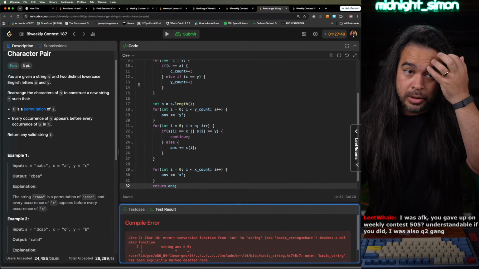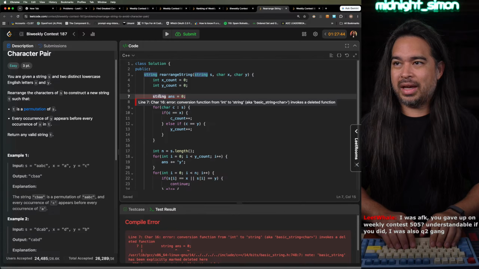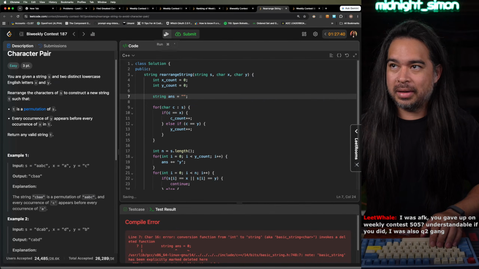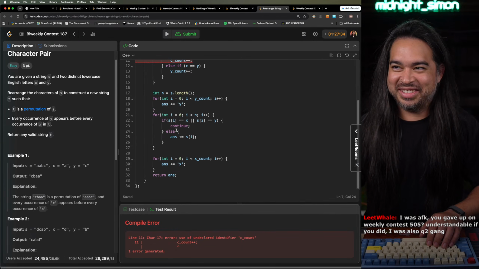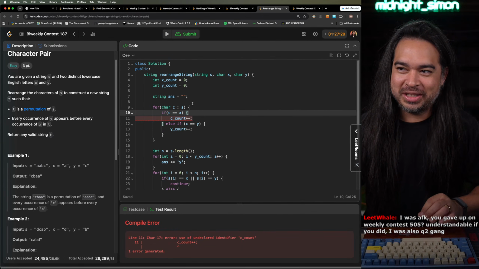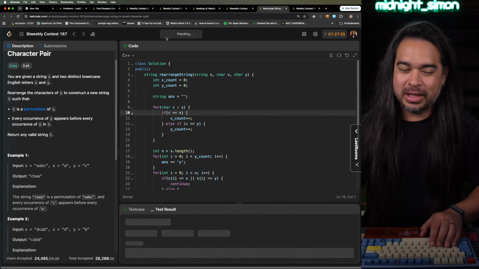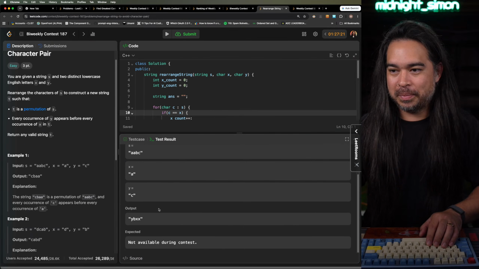Maybe my Q1. Dang, string ants equals 0. Leet Whale, what's happened? I was AFK. You gave up on weekly contest 505. Yeah, I thought about Q3 for like 2 minutes, and I decided I don't know how to do that, even though so many people solved it.